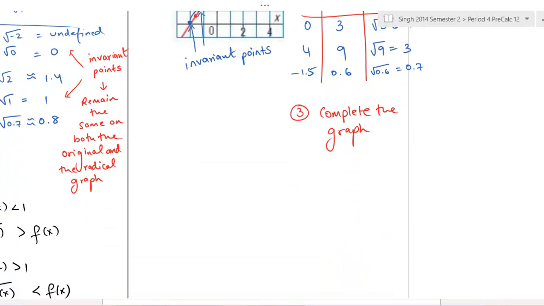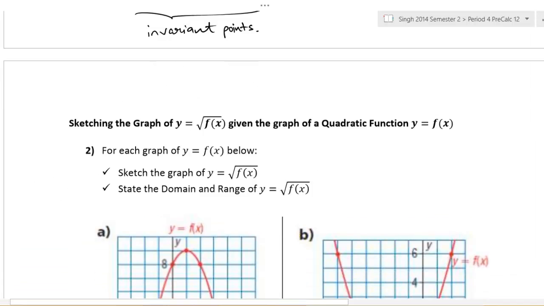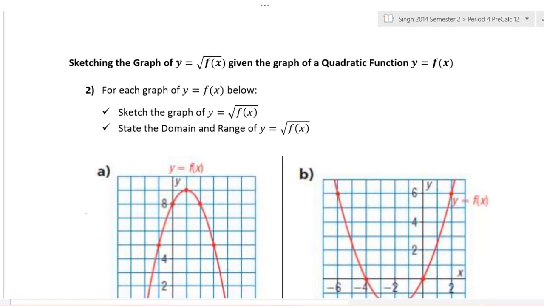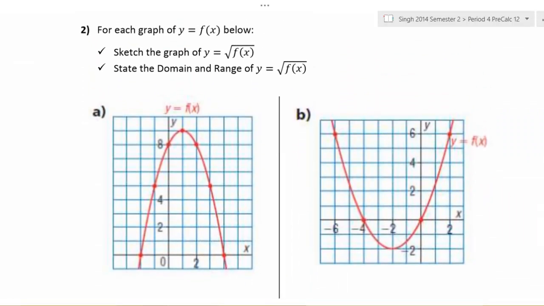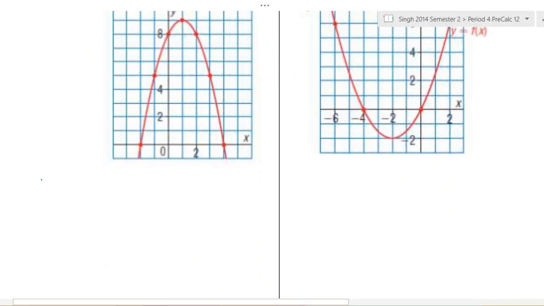This time we're going to take a look at a quadratic function. See what happens when we take the square root of a quadratic function. Our steps this time are going to remain the same. The process is exactly the same, only the resulting graph is going to look a bit different. So let's take a look at what we're working with. Again, our first step was to mark the invariant points. Let's go ahead and do that. So step 1, mark invariant points.